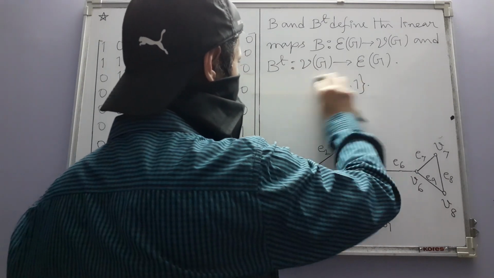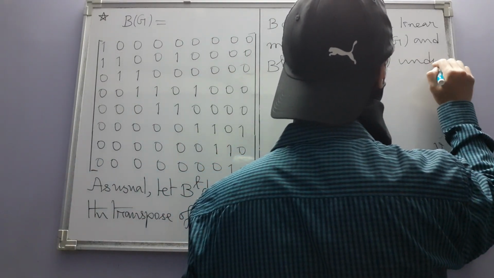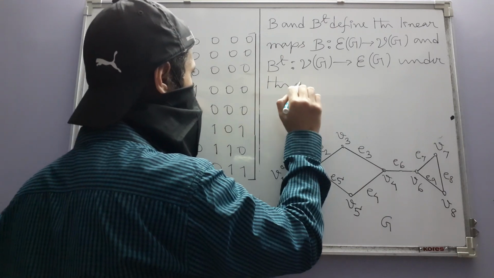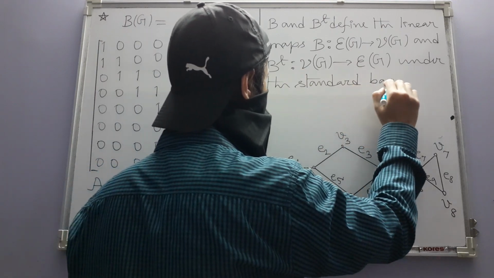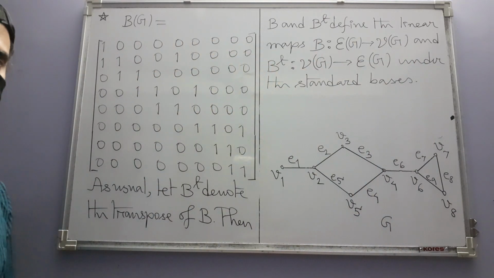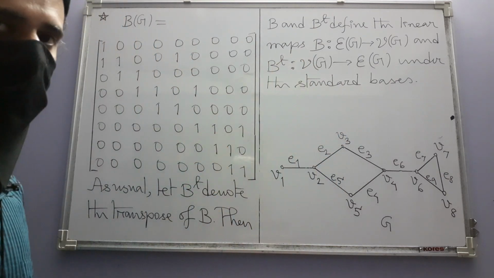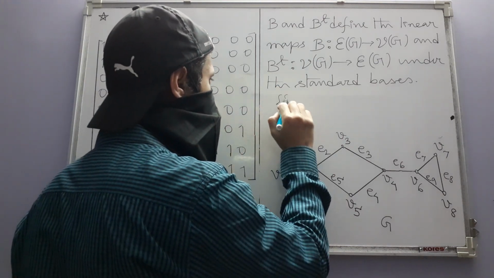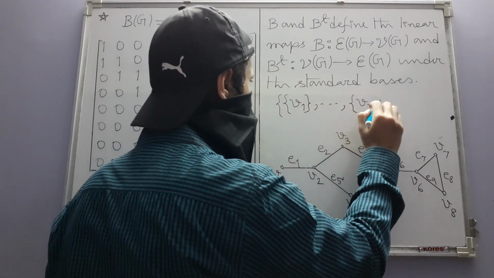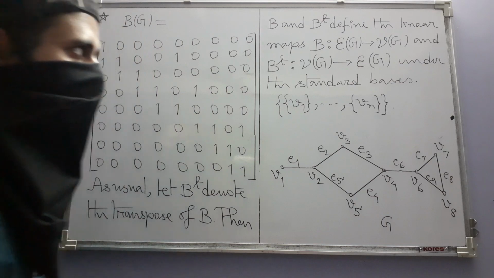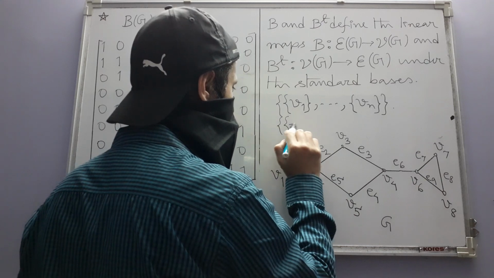But linear transformation in what sense? Under the standard basis of these spaces. You remember what the standard bases are? The standard basis of this space, the vertex space, is the set of all singleton sets of vertices in the order in which the vertices are originally written, and the standard basis similarly for the edge space is just this.